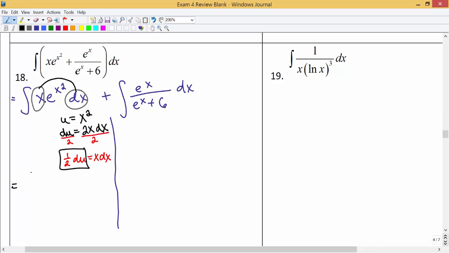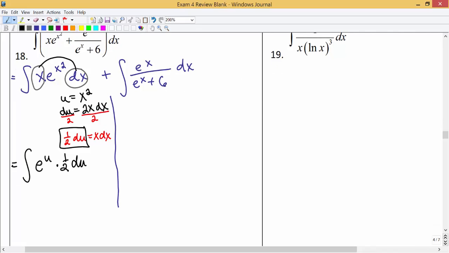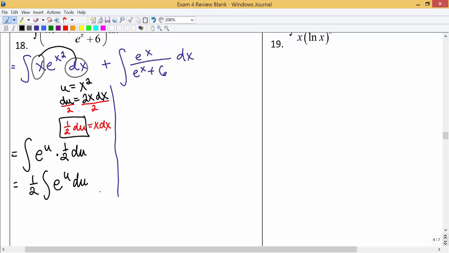So we end up with integrating e to the u times 1/2 du. And of course we can bring that 1/2 out to the front and then just integrate e to the u du. Okay, that's pretty easy. So we end up with 1/2 times, and of course the antiderivative of e to the u is just e to the u. We'll put the plus c at the end once we figure out this part as well.